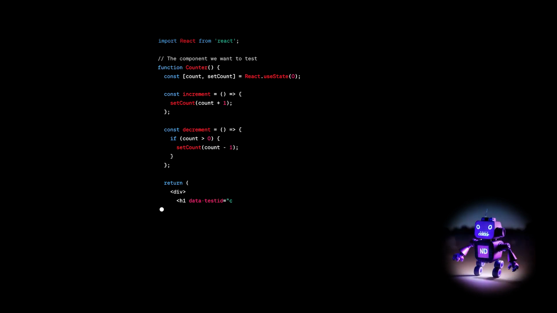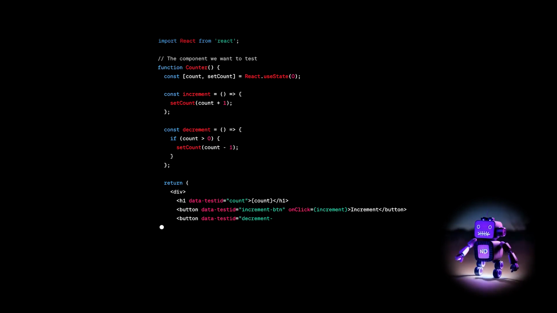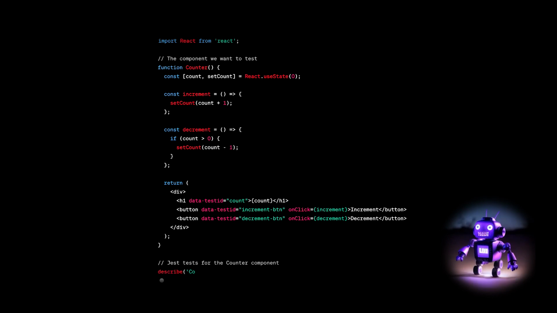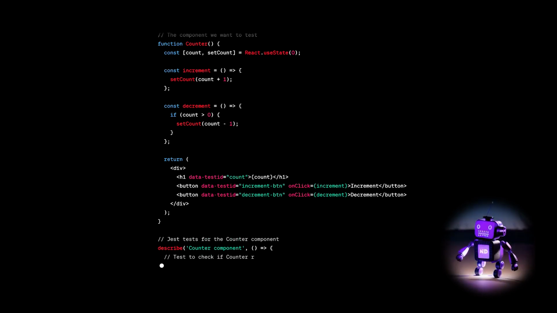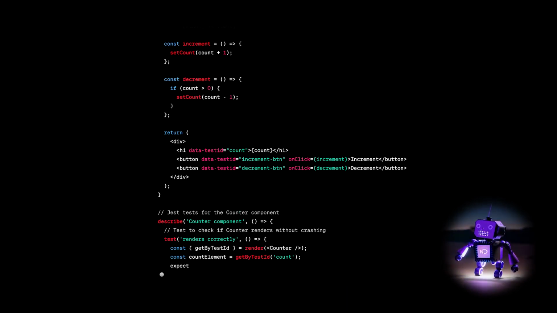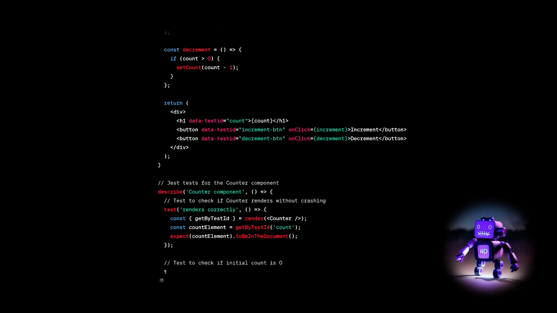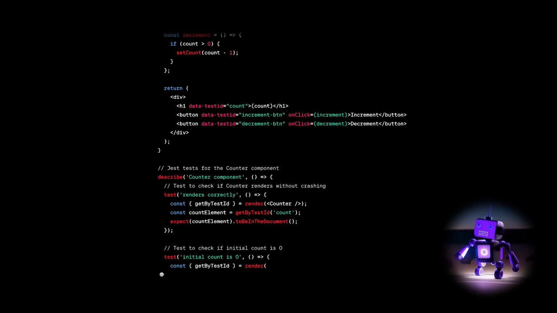Inside our counter component, we use React.useState to initialize a state variable called count with an initial value of 0. We're also defining two functions, increment and decrement. These functions update the count state when the respective buttons are clicked. The return statement of our component renders the current count value along with two buttons, one for incrementing and one for decrementing the count. We use data-testid attributes to make it easier to find these elements in our tests.